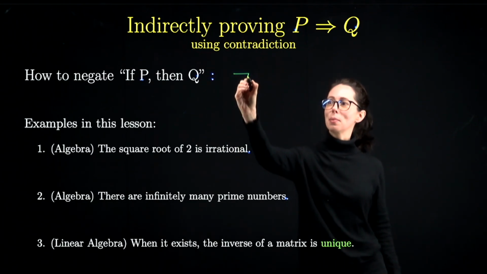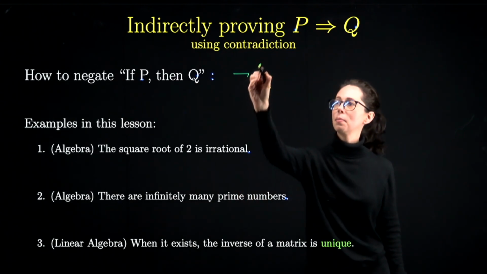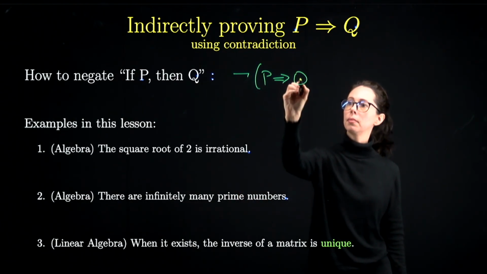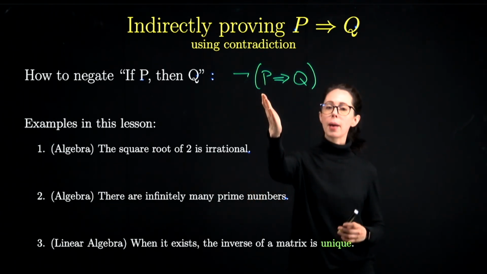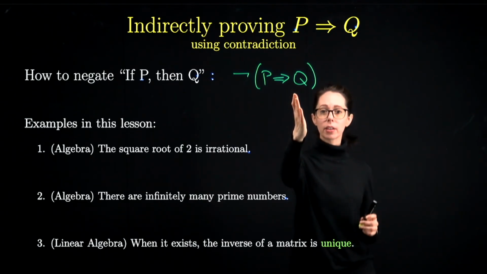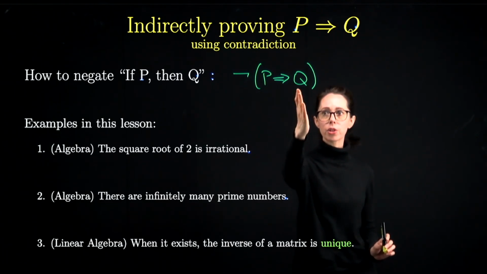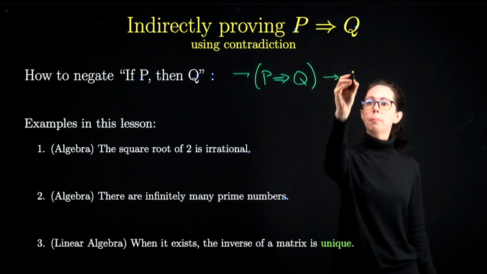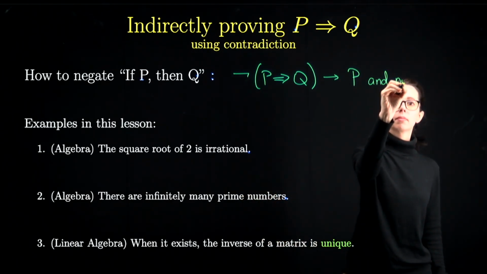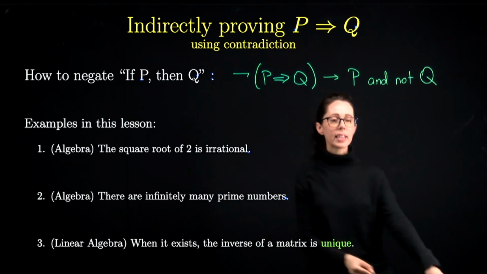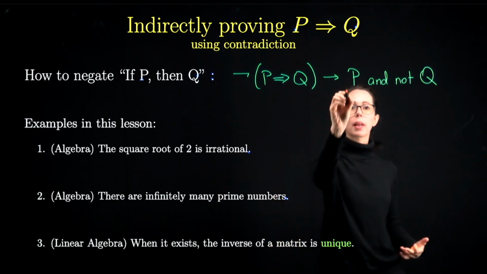So I'll use this not symbol. I kind of go back and forth between this one and the tilde. If it's not the case that P implies Q, then that would mean that it would be possible to have the hypothesis P without having the conclusion Q. Negating this implication means that the hypothesis does not always lead to the conclusion. So you can have P and not Q. I like to think of this as characterizing a counterexample to the implication P implies Q.